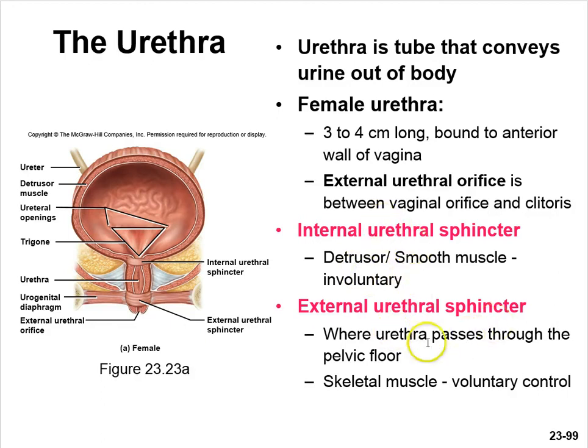But luckily there's the external urethral sphincter, where the urethra passes through the pelvic floor, and it's skeletal muscle, so you have voluntary control over this one. And if it's not a good time to go, then you don't.